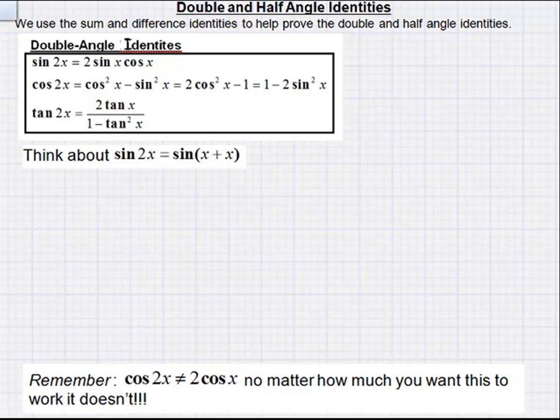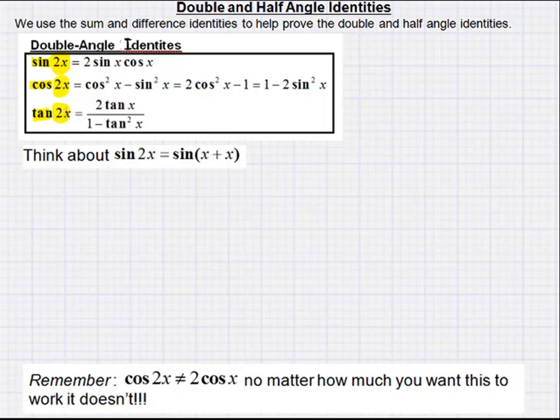So something like this. The sine of 2x. I'm taking the sine of 2 times something. This would be my double angle identity. Or I'm taking the cosine of 2 times something. So that would be my double angle identity for cosine, or for tangent.